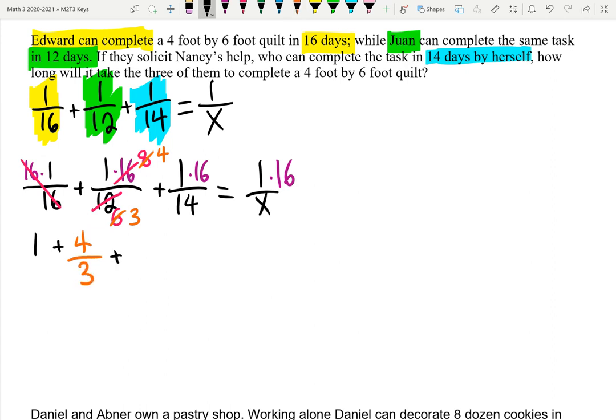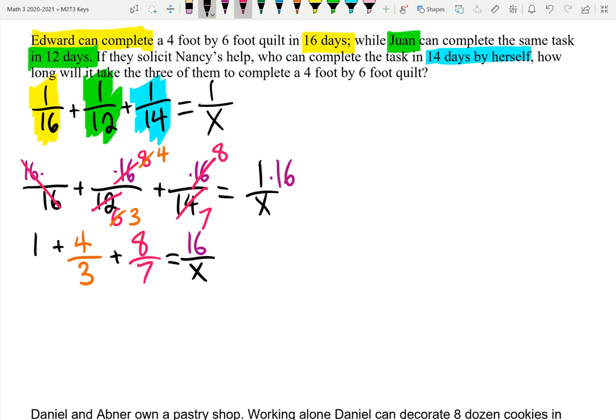plus 16 over 14. I'm going to reduce. I know that 16 is going to be divisible by 2, and 14 is divisible by 2, leaving me with 8/7. Notice I did multiply the numerators. 1 times 16 is just 16. So I can essentially just ignore that 1 after multiplying. This is going to lead me to a sum of 16 over x.